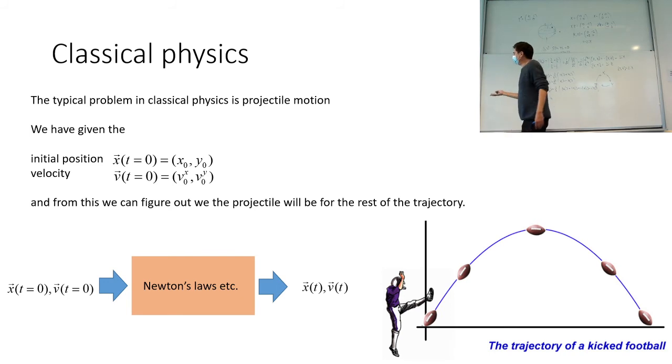And basically the structure of what you do to solve this is that you start with your initial parameters which describe the system, initial position, initial velocity. Then there's some machinery of Newton's laws, blah, blah, blah. We don't care about that here. And what all that does is that it allows you to get what the position and velocity is at some later time. Okay?